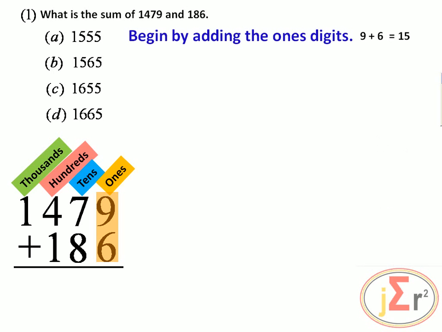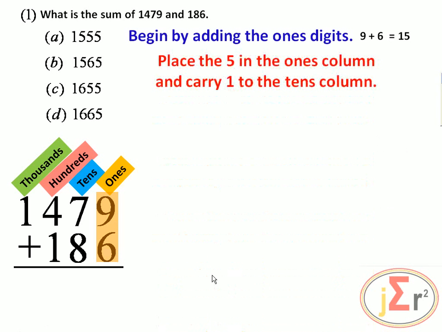And what do we do with the 15? Do we put 1 5 below here? Yes, put the 5 down and carry the 1. Okay, so we will put the 5 down and carry the 1. Place the 5 in the ones column and carry 1 to the tens column.